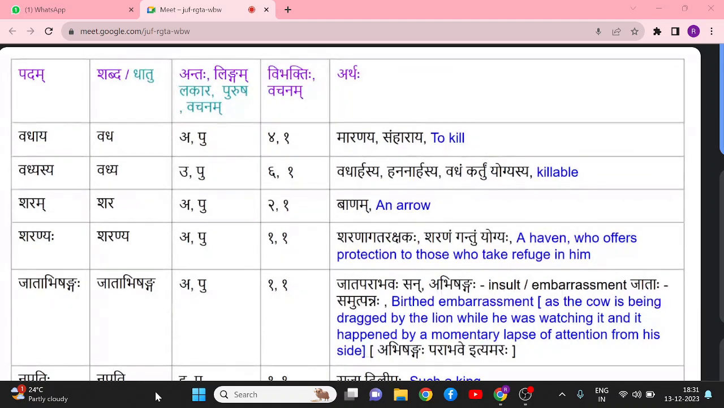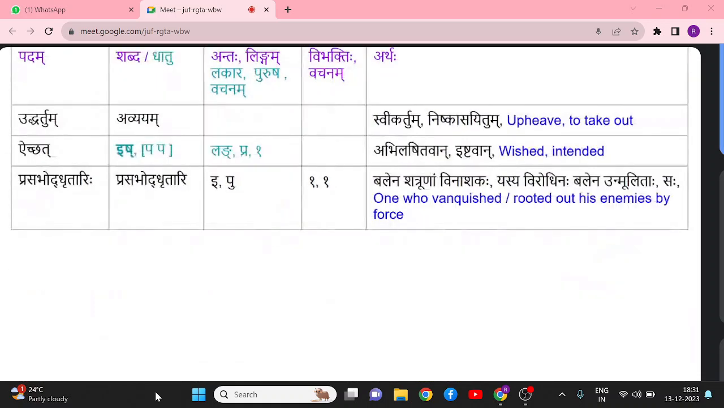No, not helplessness till now. Okay. So nripatih, raja Dilipah, nishangat, tunirat, banapatrat, that is from the quiver, uddhartum, svikartum, nishkasayitum, that means to take out, aichhat, abhilashitavan, ishtavan, he wished or intended. And prasabhoddhrutarih, I told you, the one who has vanquished or rooted out his enemies by force, that kind of Dilipa. So let's do vakya vishleshanam. Kriyapadam.